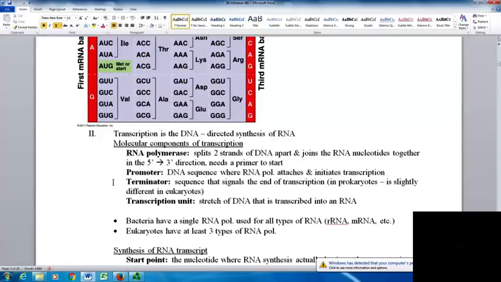In bacteria, they have just a single RNA polymerase that they use to make all types of RNA: the rRNA or ribosomal RNA, the mRNA, any of them. Eukaryotes have at least 3 different types of RNA polymerases.